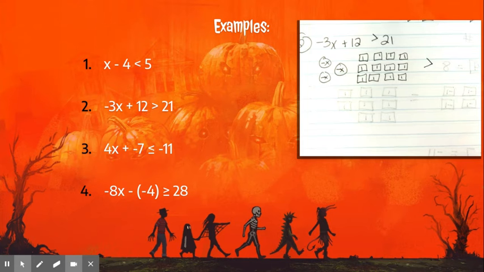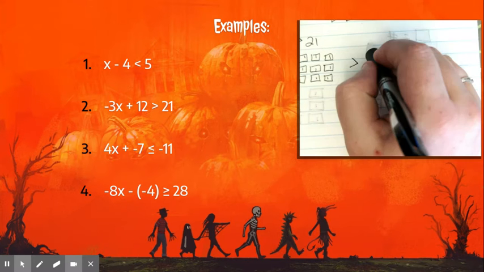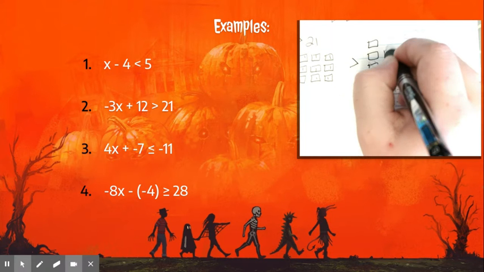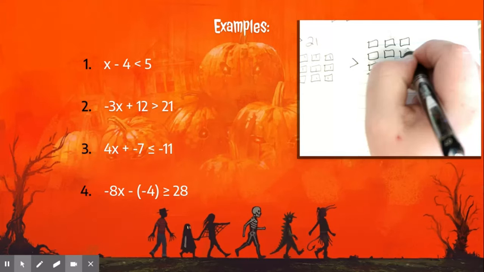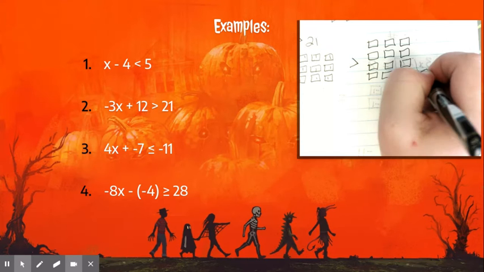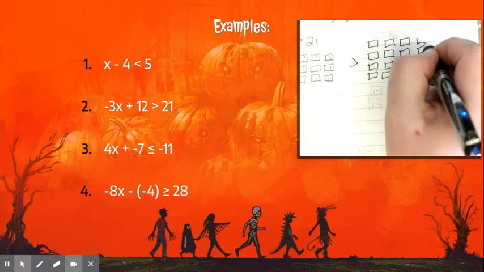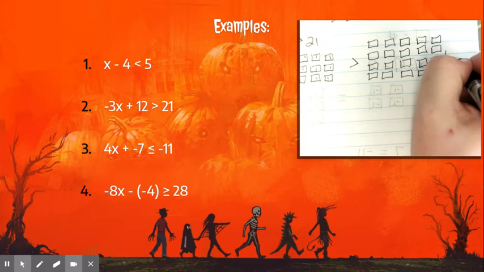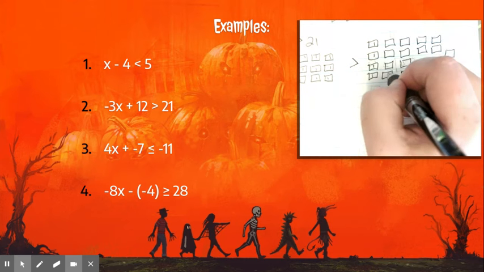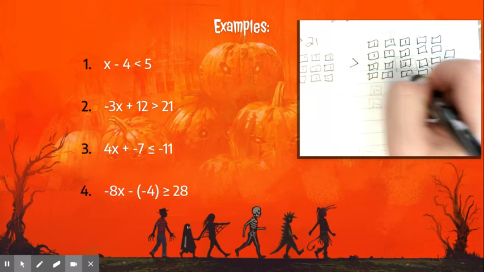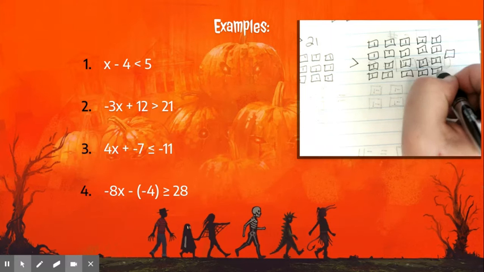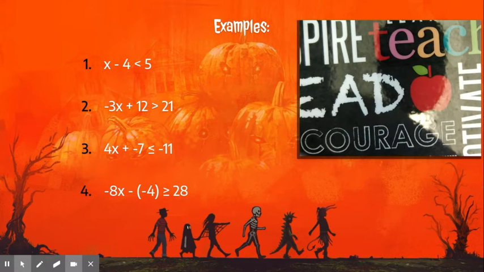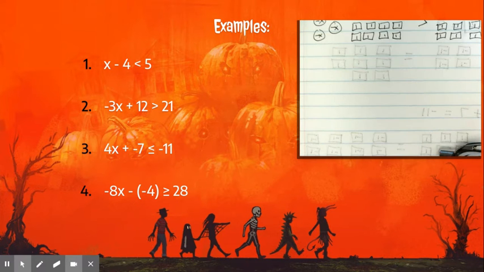And then 21, we got a lot of squares to draw here. So 1, 2, 3, 4, 5, 6, 7, 8, 9, 10, 11, 12, 13, 14, 15, 16, 17, 18, 19, 20, 21. And they're all positive, so they're all positive ones. See? That one's all modeled. Okay, let's do number 3.